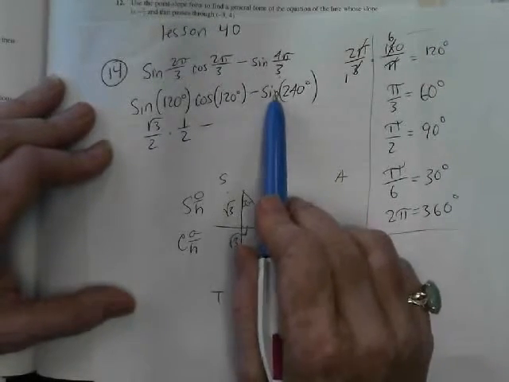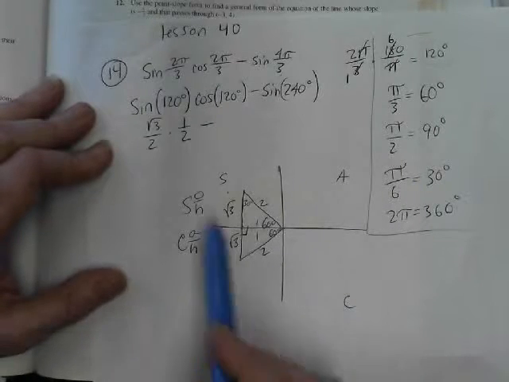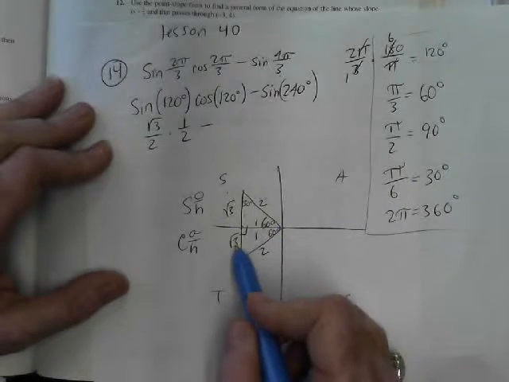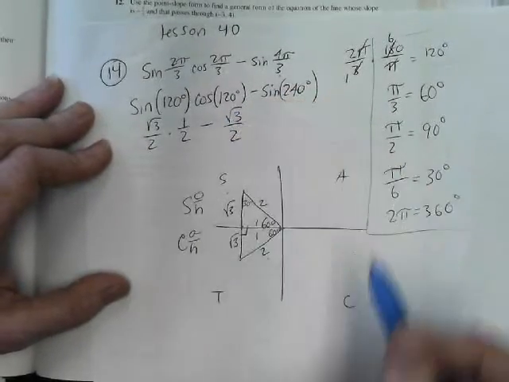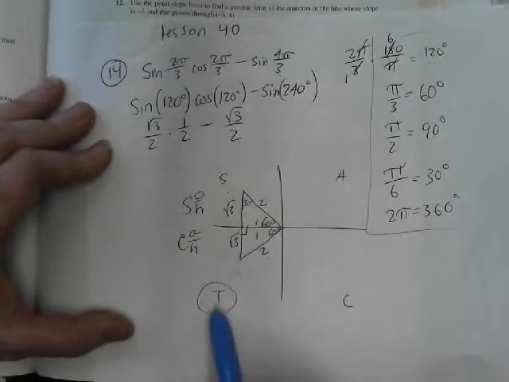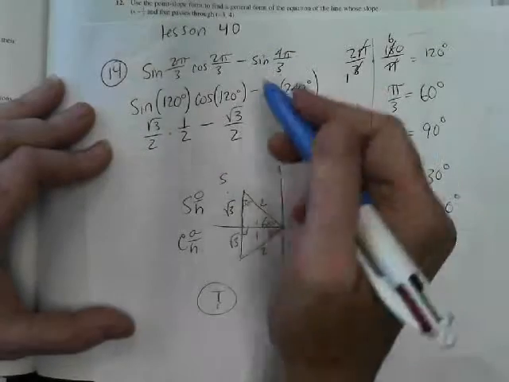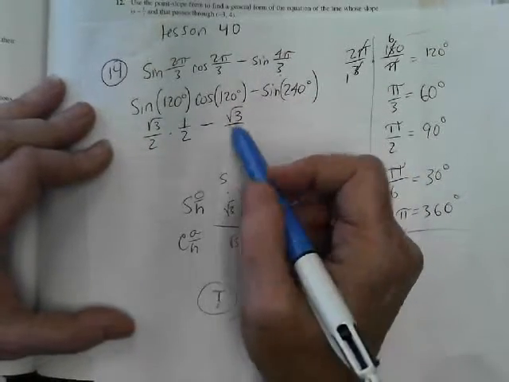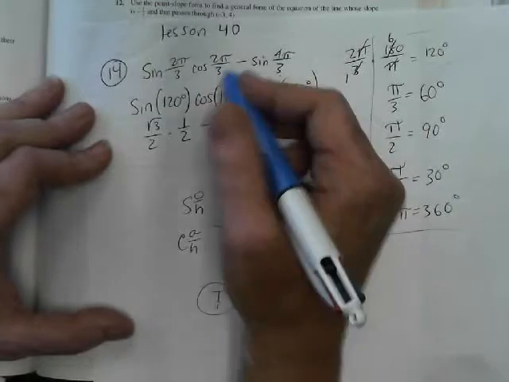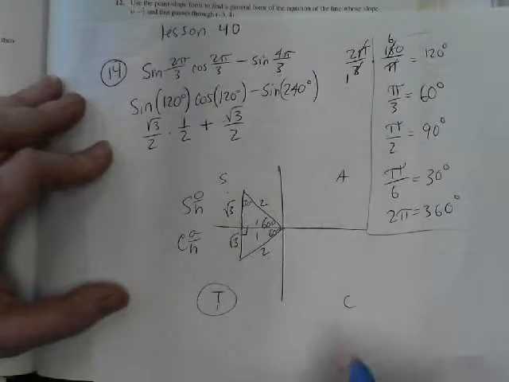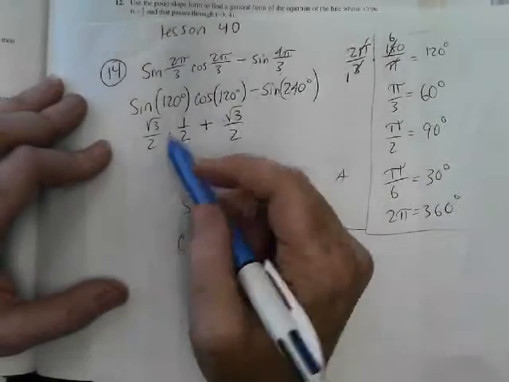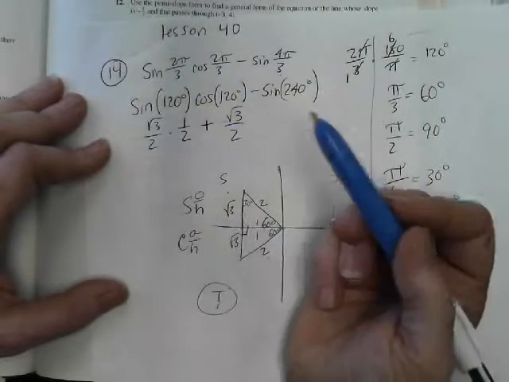Sine is opposite over hypotenuse. Root 3 over 2. Is it positive? No, because tangent is positive in this quadrant. So it's actually negative. So a negative root 3 over 2, and if you minus a negative, it makes plus. Yeah? Okay, so when I multiply these together, I'm going to have root 3 over 4.